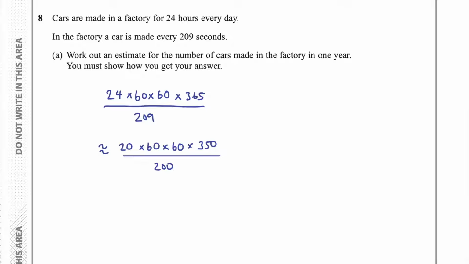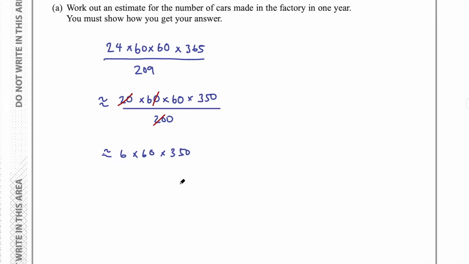And then we could start cancelling some things. So this 20 could cancel with 200. So 20 over 200 would be like 1 over 10. That would be an equivalent fraction. And then we'd have 10 down here, and that could cancel with one of these 10s. So we'd be left with 6 times 60 times 350. So let's write that out. And then that's a slightly easier calculation to do.